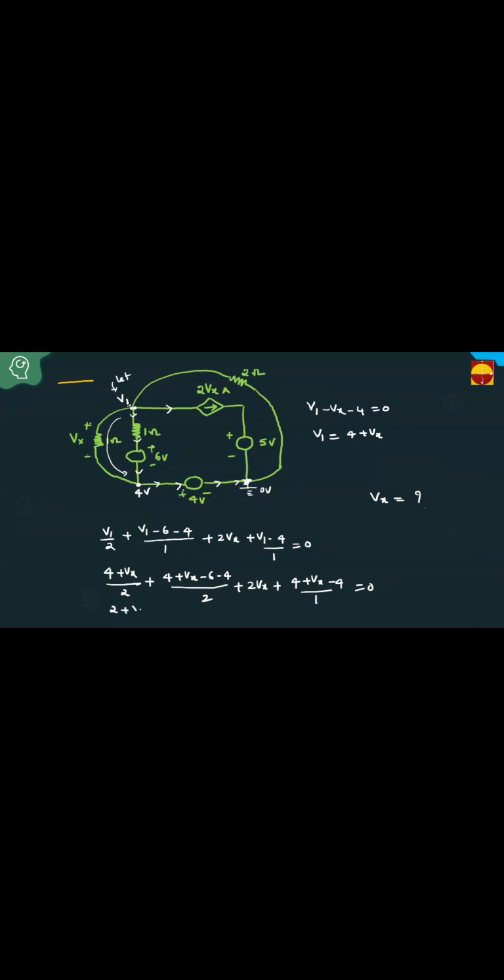This is 2 plus Vx by 2 plus 2 plus Vx by 2 minus 5 plus 2Vx plus Vx equals 0. Vx plus 2Vx, 3Vx. This Vx by 2, Vx by 2. How much you got?